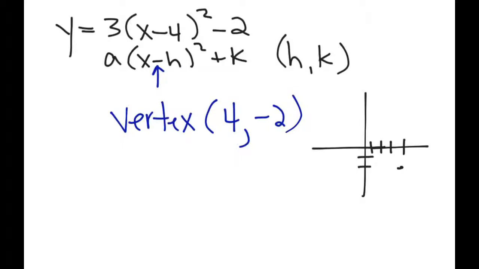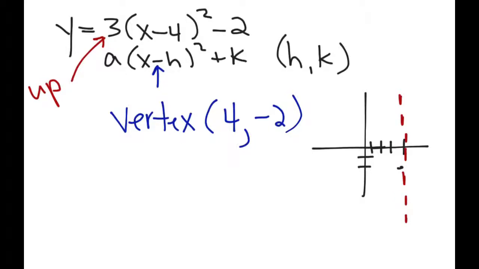Does it open up like a U or an upside down U? Well, is it being multiplied in front by a positive or a negative? If it's a positive, the parabola opens up. If it's negative, it opens down. The other thing that I know, because of where the vertex is, is that this is the axis of symmetry.